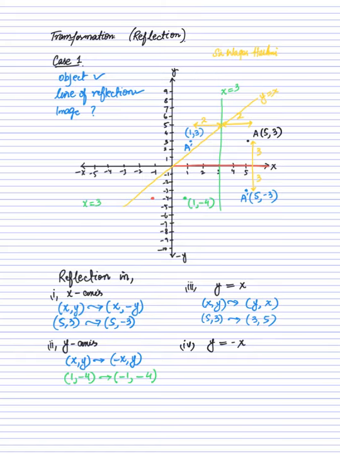Similarly, for y equals minus x, the line passes through the origin but with a negative gradient. Whenever you have this line, the coordinates x comma y after reflection will be minus y comma minus x. The same example we apply on the point A, 5 comma 3. So 5 comma 3 after reflection will be minus 3 comma minus 5.